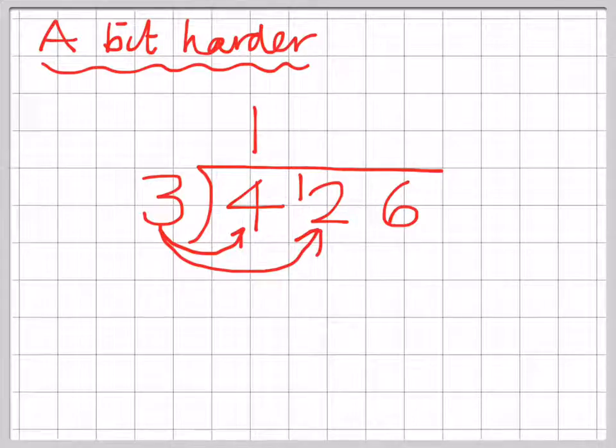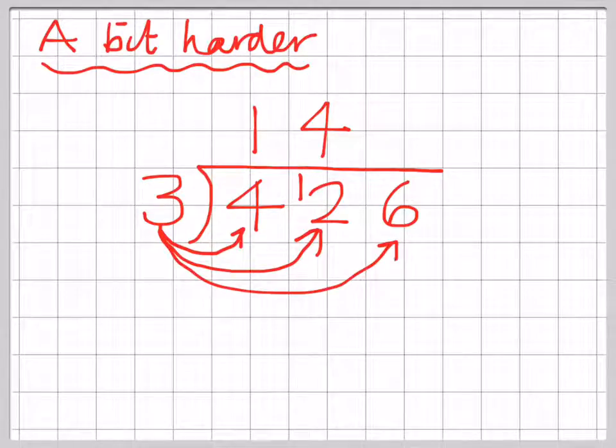Well, if we use our 3 times table, we can say 3, 6, 9, 12, which means there are 4 lots of 3 in 12. There's no remainder, so let's carry on. How many 3's are there in 6? The answer's 2. So if we've got 426 and we divide by 3, we'd get 142.